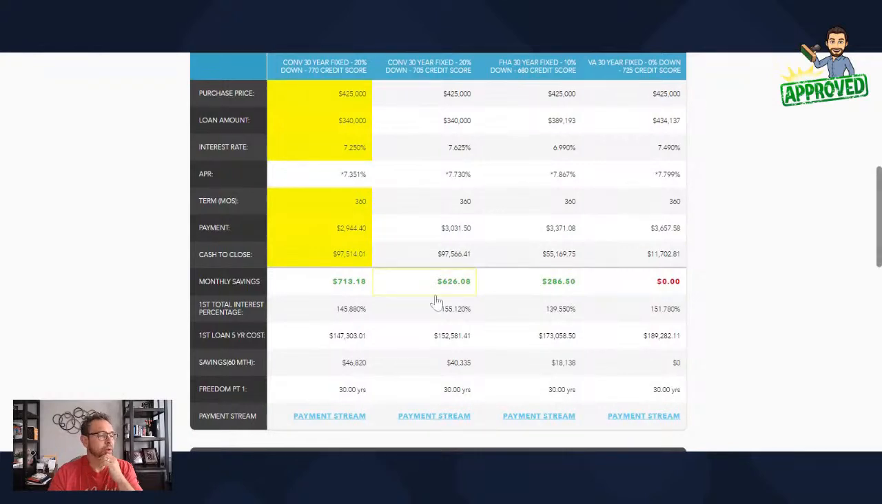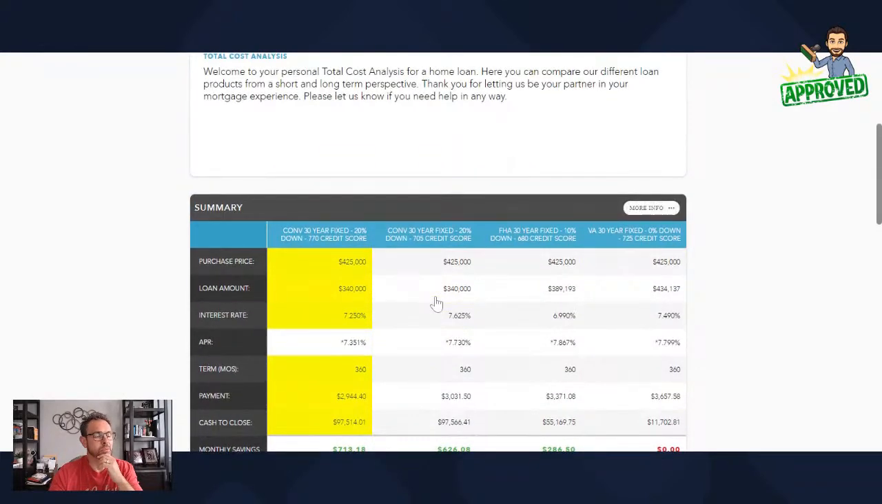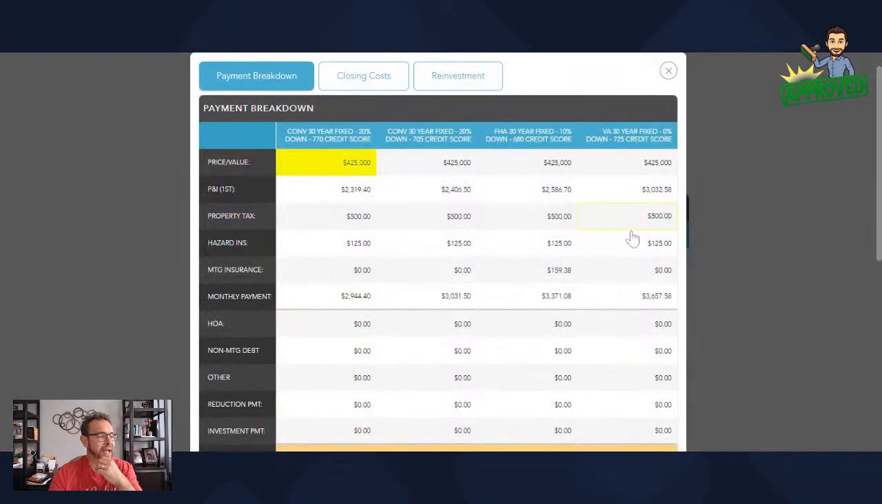And what I also want to show you is there's this more info button up here. I can click on that, and that brings up another screen, and that allows me to even show you further breakdowns. So out of that $2,944, what goes into that number is the principal and interest on the money being borrowed at that rate of 7.25, which would be $23.19 a month. I used about $6,000 a year in taxes.